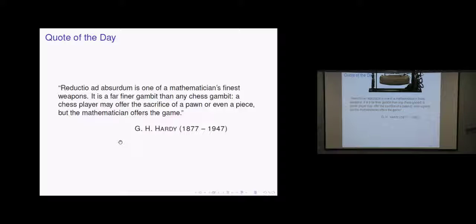It is a far finer gambit than any chess gambit. The gambit in chess is that a chess player may offer the sacrifice of a pawn or even a piece, but mathematicians offer the whole game. Proof by contradiction says, okay, you take everything, right? I suppose this is not true. You take it, and then somehow the mathematician in the end wins the game, right? So this is his work.